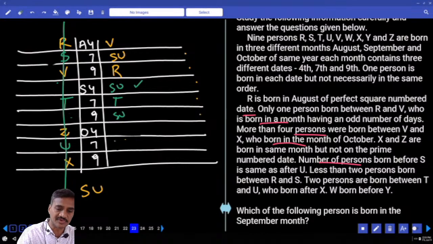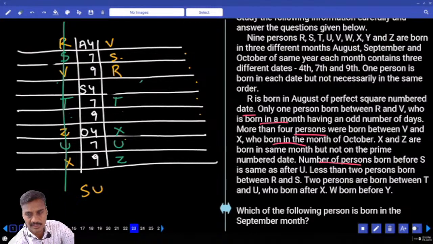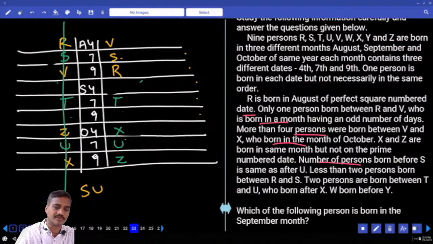U is born after X, U is here, X is here, and Z is here. Now U is here, then S will be here. Then S and U at this place is ruled out. Two persons between T and U, U born after X, and W born before Y. Where is this W? W born before Y. W is here, Y is here.